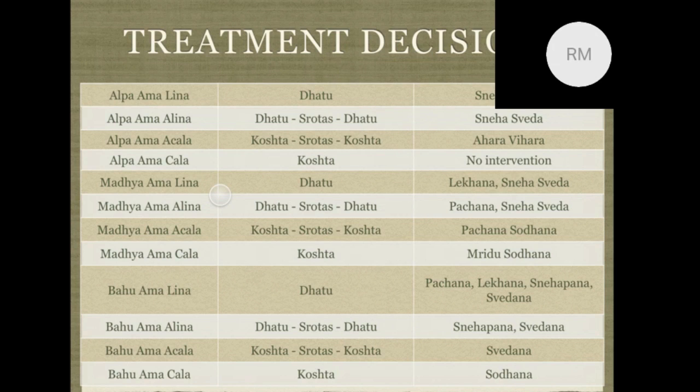Then we have the treatment, Sneha, Sweda. Sneha means use of oil. And Sweda means sudation. And then you have ahara vihara, which means diet and lifestyle. So this indicates what line of treatment you have to do based on your diagnosis.